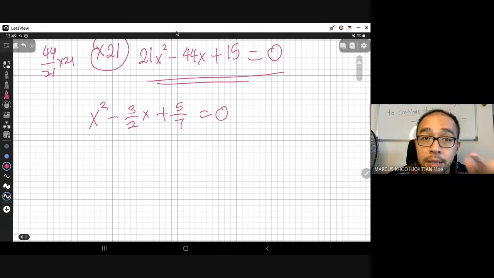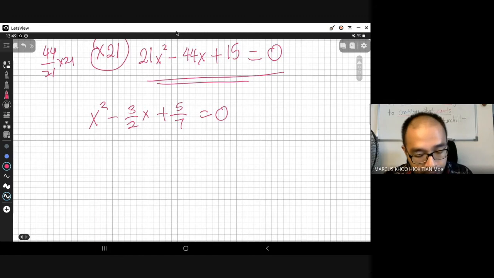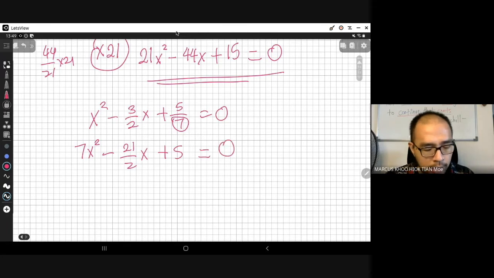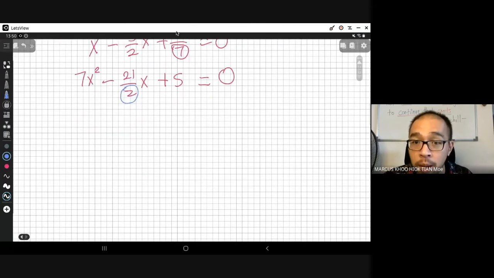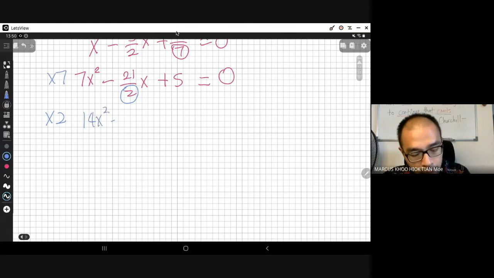Okay. Kita pegang kepada what we have known. Multiply by the biggest number first. The biggest number is 7. Okay, so kita darab dengan 7. 7x squared minus 21 over 2x plus 5 sama dengan 0. Tapi ya, masih lagi ada pecahan di sana. Okay, so it's okay. Darab sekali lagi dengan 2. Kan? Kita mau kasih hilangkan semua ini. So kita darab dengan 2. Tadi kita darab dengan 7, now we multiply by 2. And we will get 14x squared minus 21x plus 10 equals to 0. Cantik sudah.